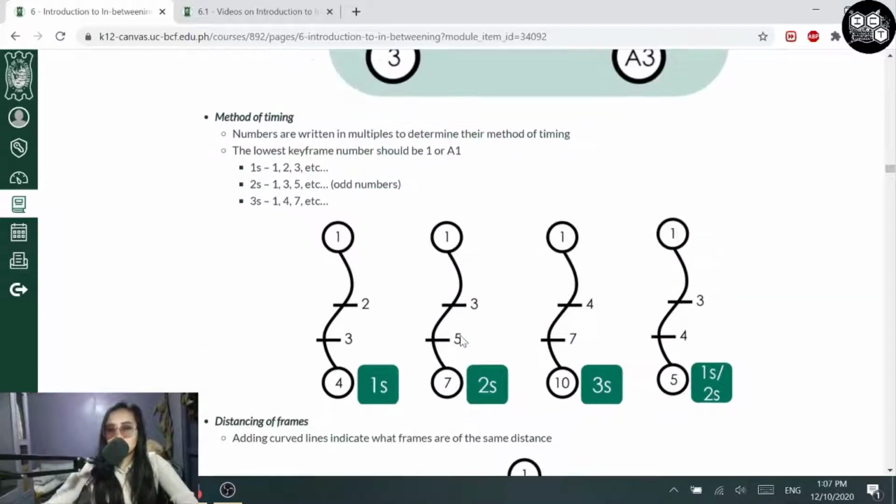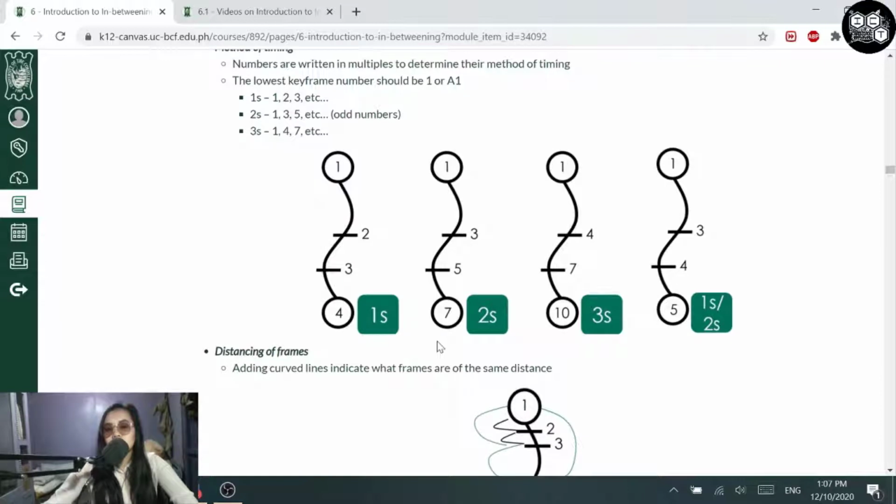Next one is the method of timing. For the method of timing, usually the numbers are written in multiples to determine their method of timing. If you look at the in-betweens, you can see how it's going to be created. For example, if you're going to animate on ones, usually you would have just a normal counting. You always start at 1, you don't really start at 0, the very first keyframe. But it's possible for one keyframe to not be 1. As you might have seen before, for your module 4, that's A4, which is a keyframe.